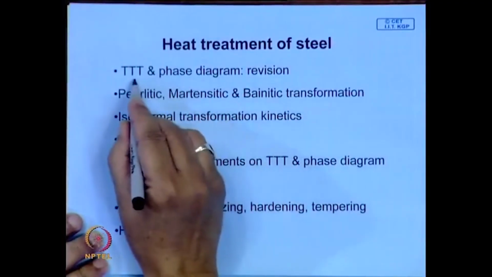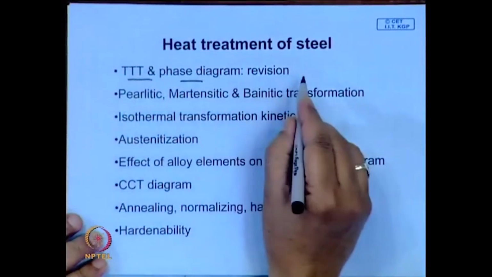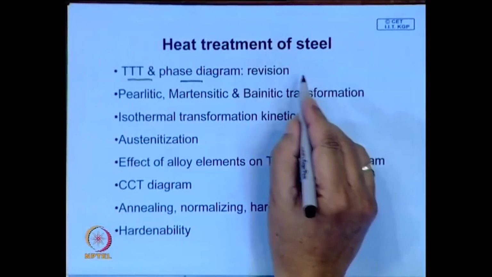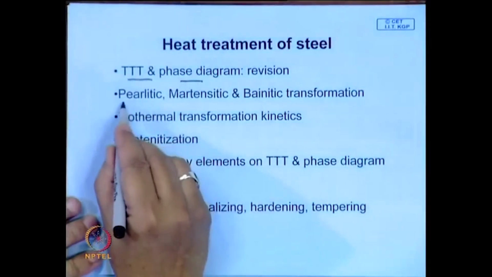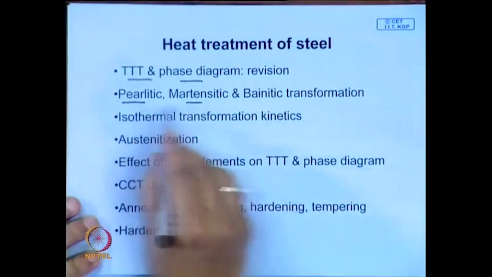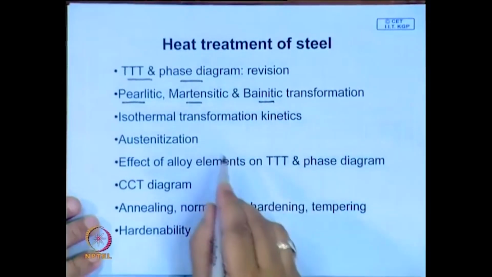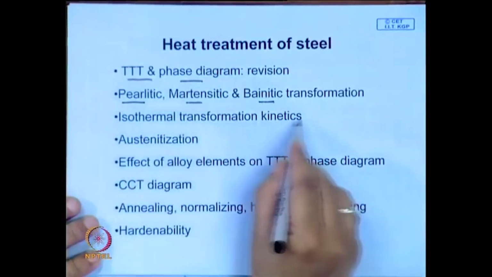Good morning. We continue with our lecture on heat treatment of steel. This is the fourth lecture on this topic, and if we recollect what we covered so far, we looked at transformation diagrams, phase diagram, because they help you in understanding the basics of heat treatment. We talked about the different types of transformation that take place: pearlitic, martensitic, bainitic transformation. We looked at isothermal kinetics.